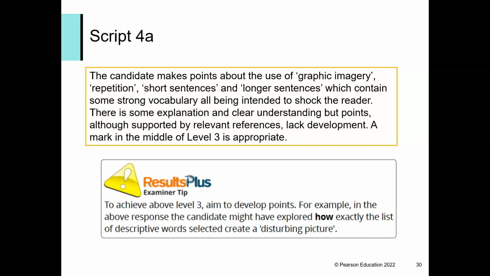And there's a nice little examiner tip from the examiner report there. To achieve above level 3, aim to develop points. For example, in the above response, the candidate might have explored how exactly the list of descriptive words selected create a disturbing picture. So that's a level 3 response with that word explain.